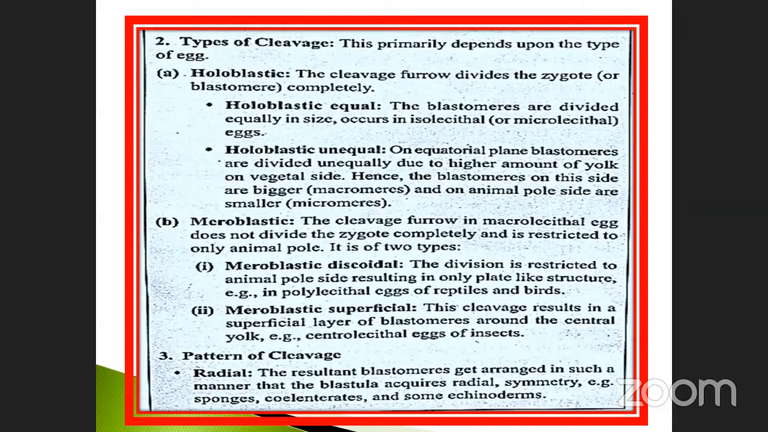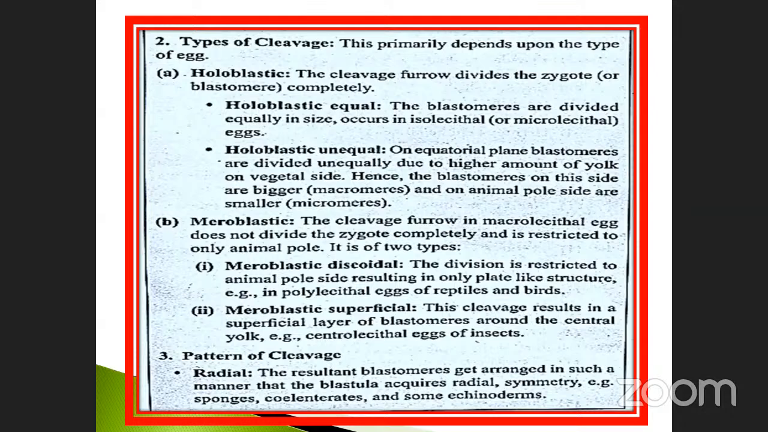Superficial means this cleavage results in a superficial layer of blastomeres around the central yolk. Example: centrolecithal eggs of insects. When we look inside an insect egg, there is one layer inside, and that layer is called the superficial layer.